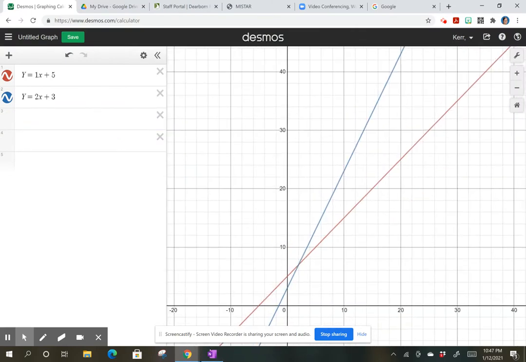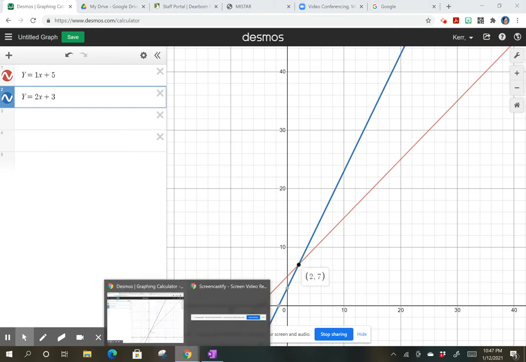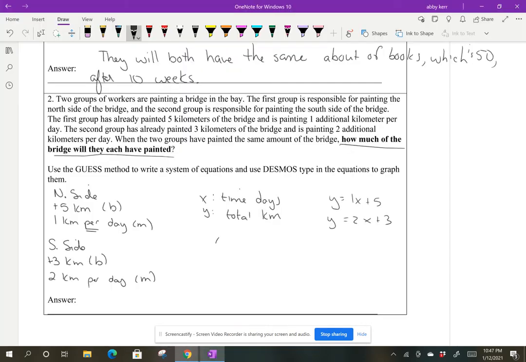And then find the intersection point. So in this case, the intersection point is 2, 7. So once again, it says how much of the bridge will they have painted? Well, here it is right there, a total of 7 kilometers. And then our x is 2.